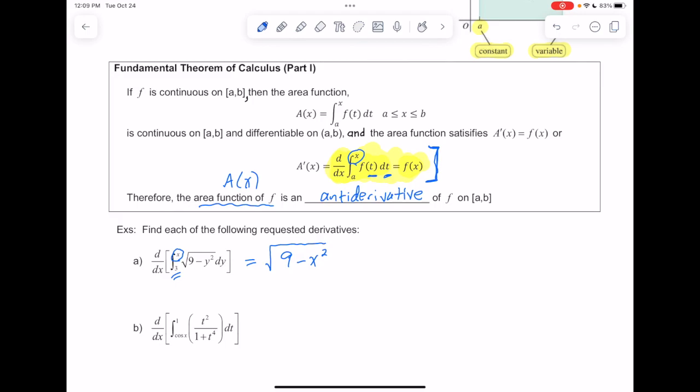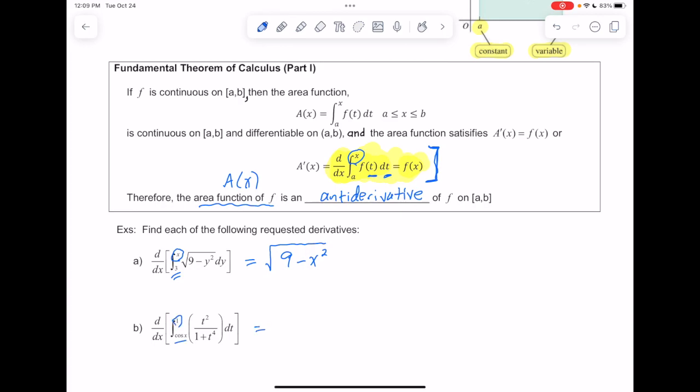All right, so let's look at another version of this that's a little bit more complicated. We want the derivative with respect to x of the definite integral from cosine of x to 1 of t squared over 1 plus t to the fourth dt. So this almost fits the Fundamental Theorem of Calculus Part 1, except there's a couple problems. The first one is the constant is up top and the x is on the bottom.